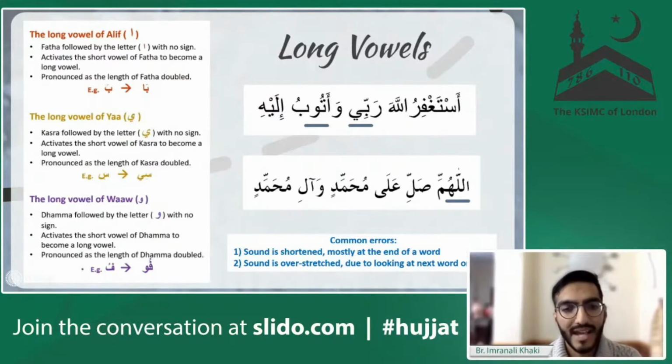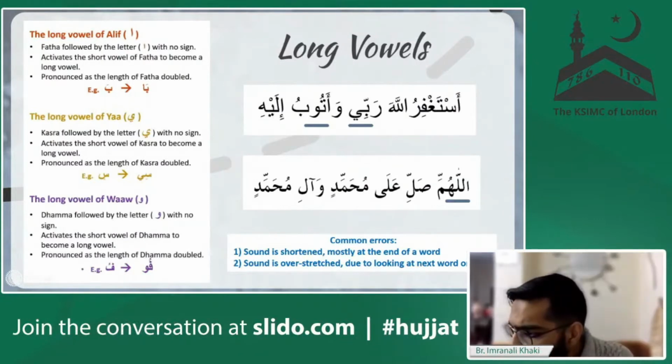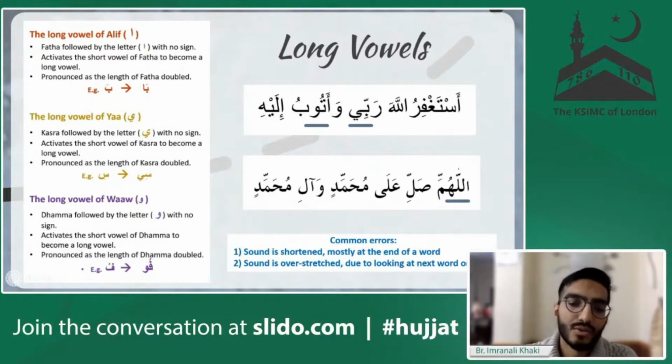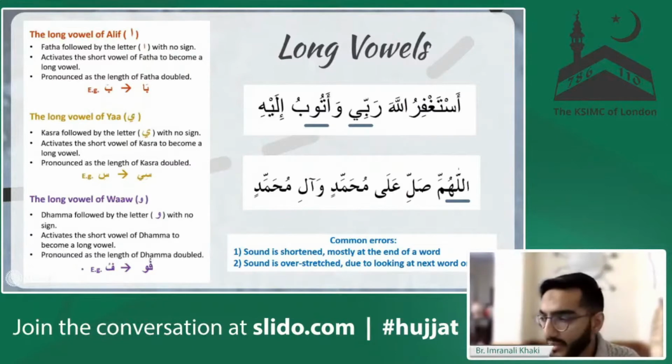And then the ya is only activated when there's a kasra. So for example, after a sin with a kasra, there's a ya, you pronounce it as si with a two count. And then we said the waw is only activated if there's a dhamma on the letter before it. We gave the example of fa with a dhamma, followed by a waw, it becomes fu. And then we gave a couple of examples: astaghfirullah rabbi wa atubu ilayh. We showed that there's a ya after the ba, so it's rabbi, not rabbi. Rabbi, you prolong it with two counts.